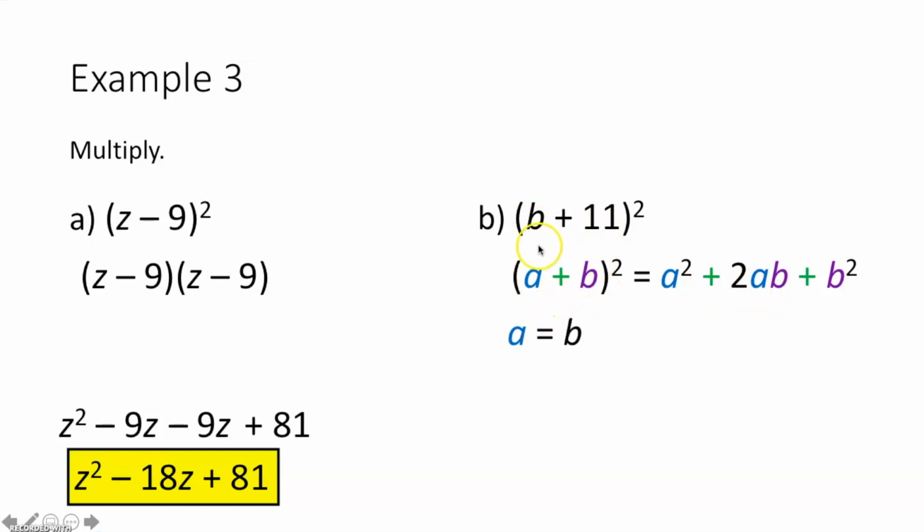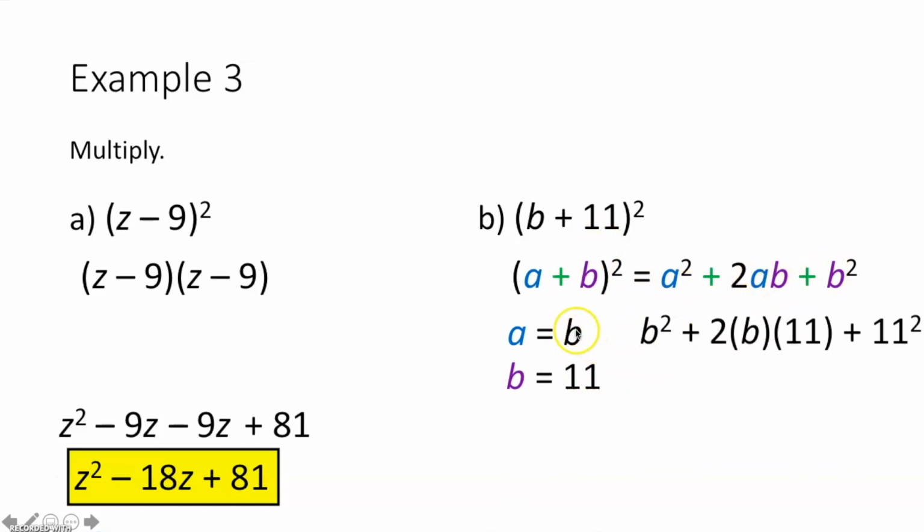Our a value is going to be b. Our b value is going to be 11. So we plug in b for our a here and here. Plug in 11 for our b here and here. I know it's kind of confusing that a is b in this case, but it's going to happen sometimes.